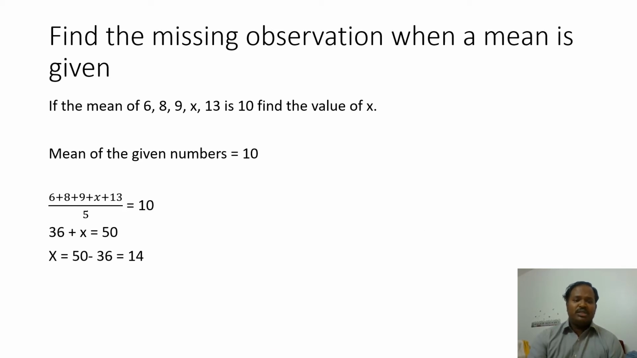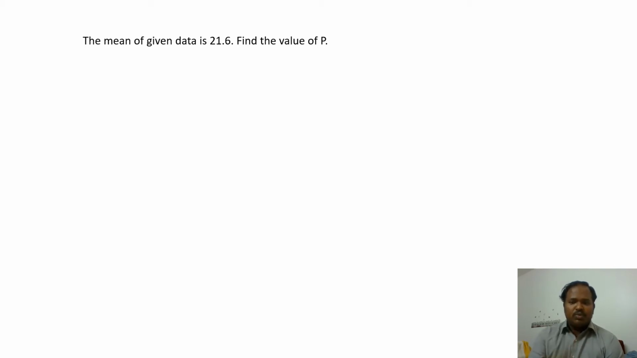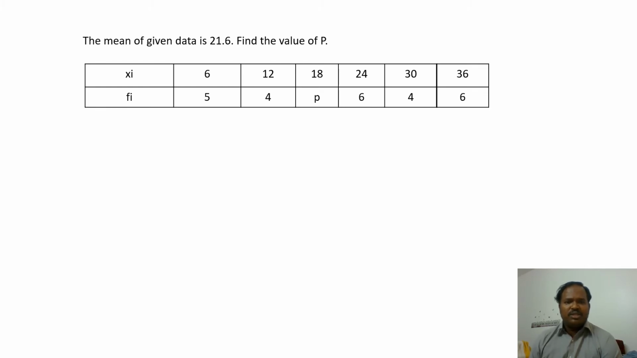How can we use the same idea when you're given a frequency distribution? Okay, so let's look at this question. The mean of a given data is 21.6. Find the value of p. This means one of the frequencies is given as p.